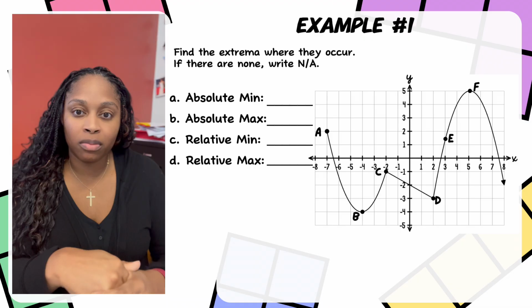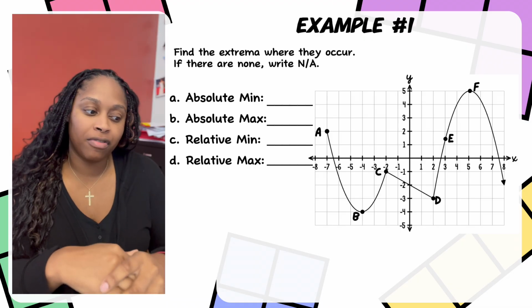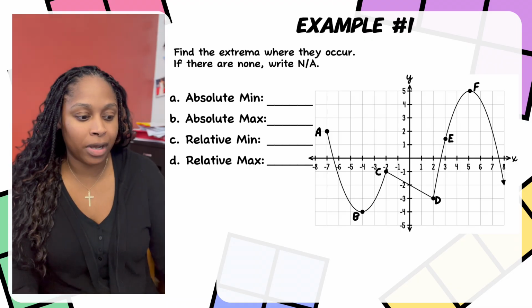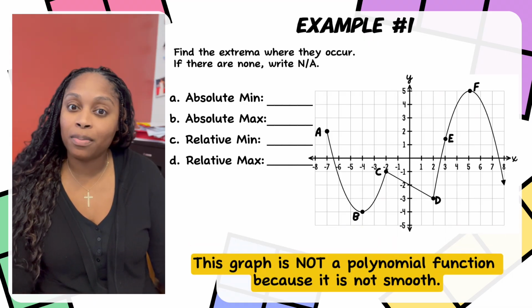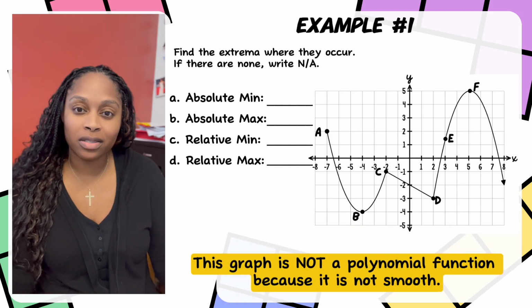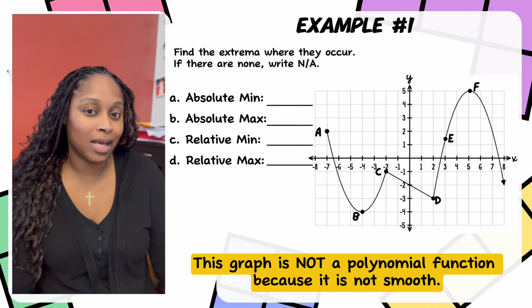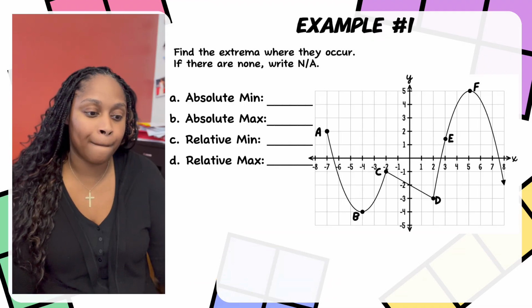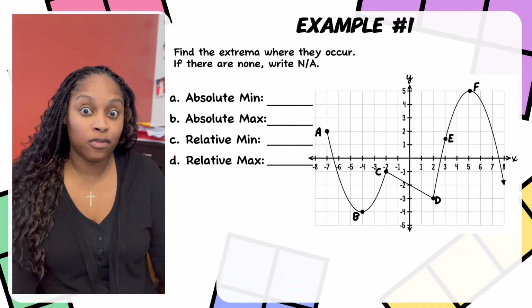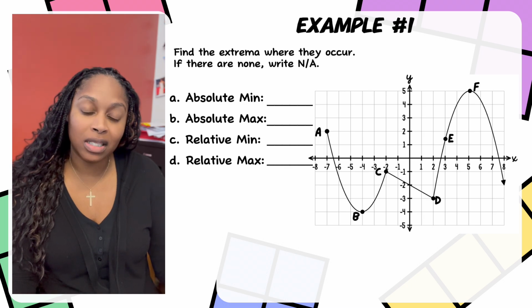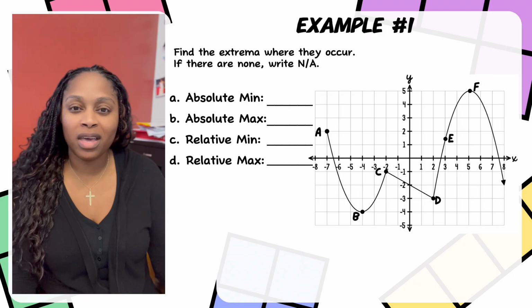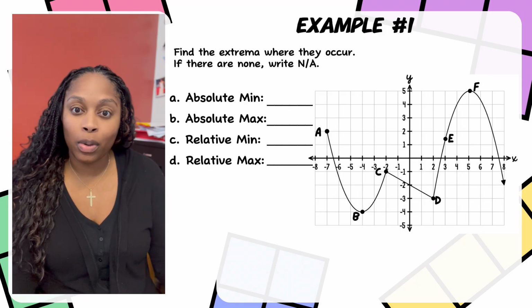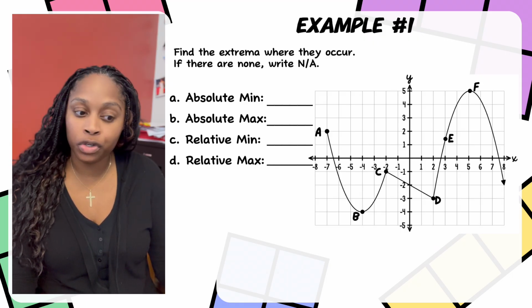All right, so now let's move on to example number 1. Find the extrema where they occur. If there are none, write NA. We have this graph here, and notice that this graph cannot represent a polynomial function because there are sharp turns at points C and D. So just tying that in there. You should be able to do this. I'm just going to give you a tip. Remember that a relative max or min can also be an absolute max or min. So keep that in mind when answering. I would like you to pause the video and try to get the answers on your own before coming back and checking in.